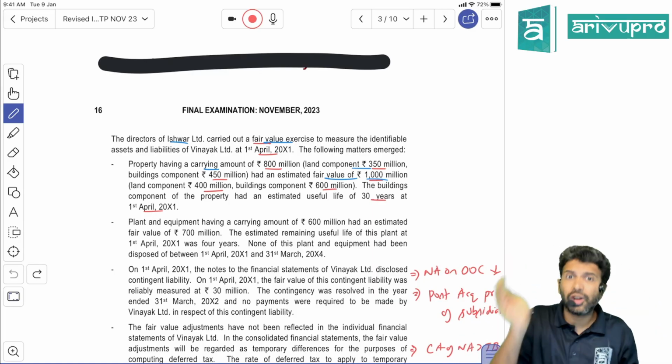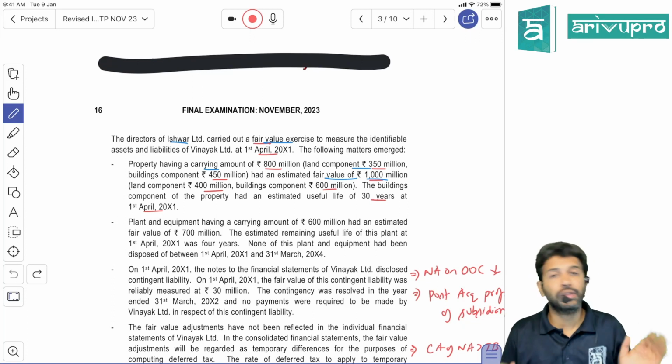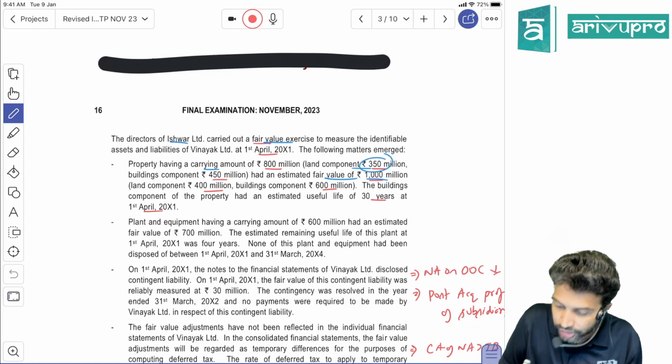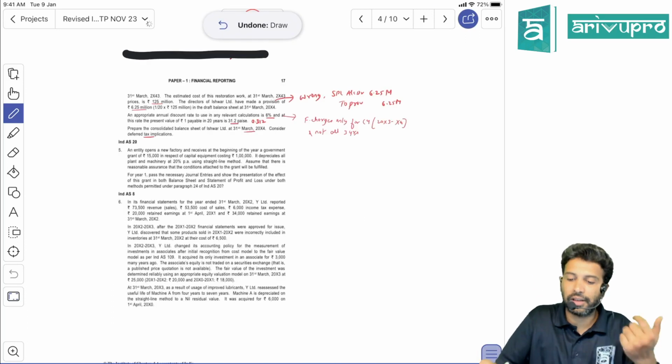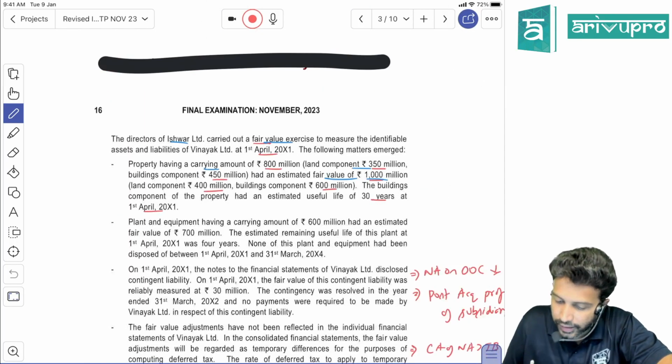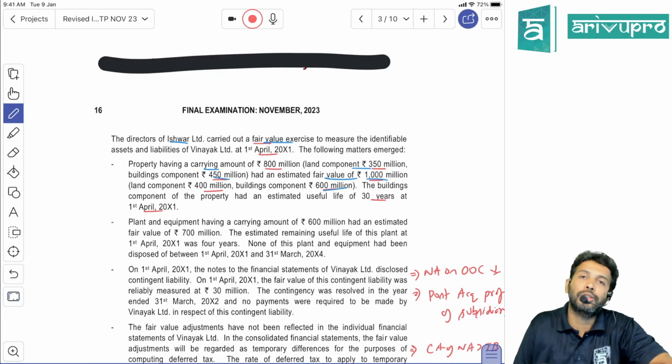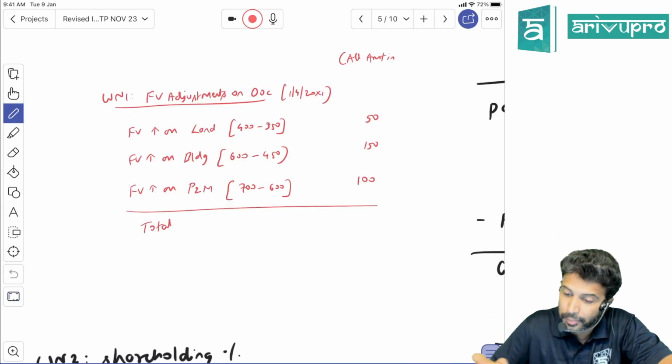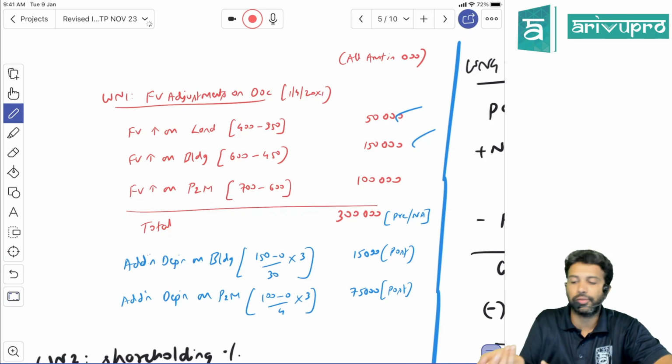Yes. Since on land we don't have any depreciation, we'll segregate. Land carrying amount is 350, fair value is 400. So the fair value increase with respect to land is 50 million. We'll take that off. Okay. Similarly, building carrying amount is 450, fair value is 600. So the fair value increase is 150 million, or 1,50,000 if you have to express it in full value. Correct now? So that is one.